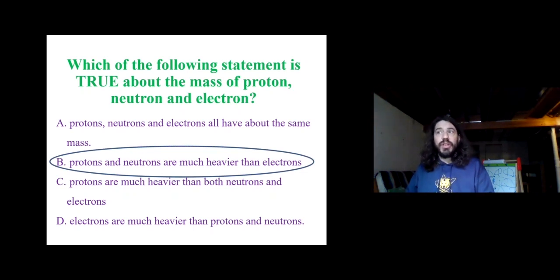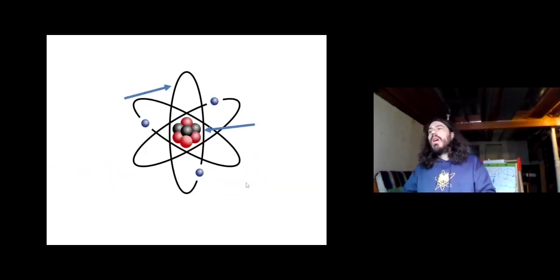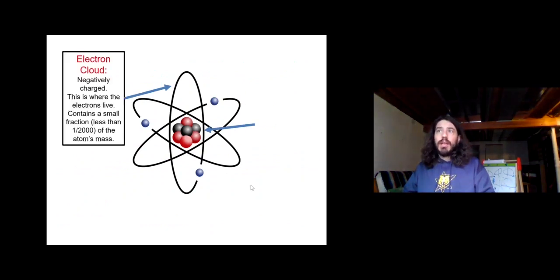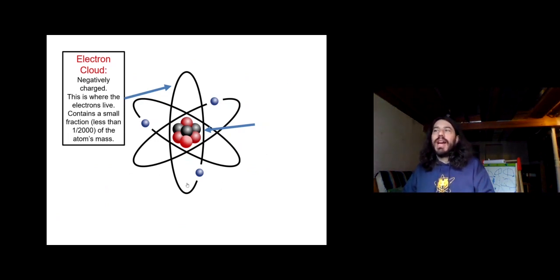Indeed, protons and neutrons are heavier than electrons. Here we have the schematic of an atom, and like I've said, the electron cloud is the area around the outside of the nucleus, and this is where the electrons live. And it contains a very small fraction of the atom's mass, less than 1/2000th. So the electrons aren't massless, but they have a mass that's much, much smaller, approximately 2,000 times smaller than the mass of a proton.